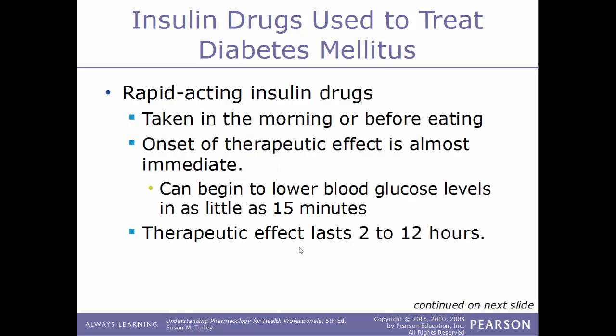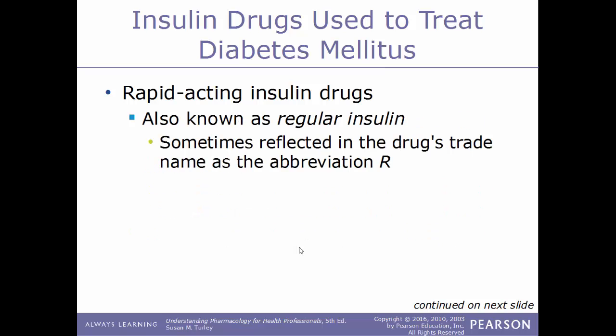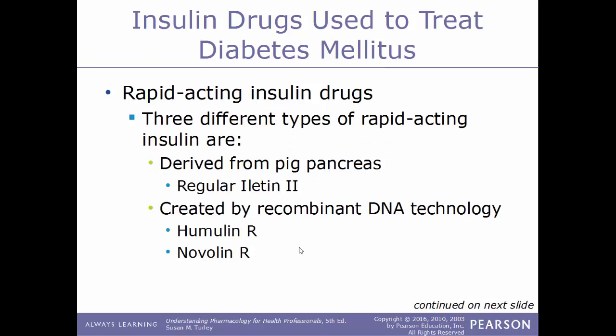When it comes to rapid-acting insulin drugs, these are taken in the morning or right before eating. And the onset of their therapeutic effect is almost immediate and can actually begin to lower blood glucose levels in as little as 15 minutes. And their therapeutic effect can last anywhere from 2 to 12 hours. This is also known as regular insulin, and is sometimes indicated in the drug's trade name by the abbreviation R for regular. See, there are 3 different types of rapid-acting insulin.